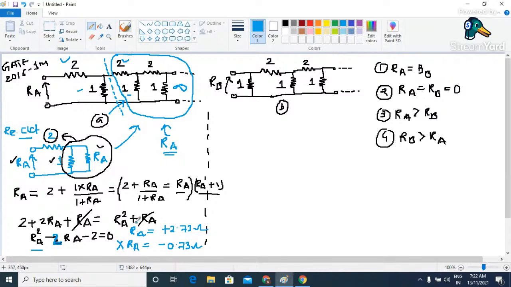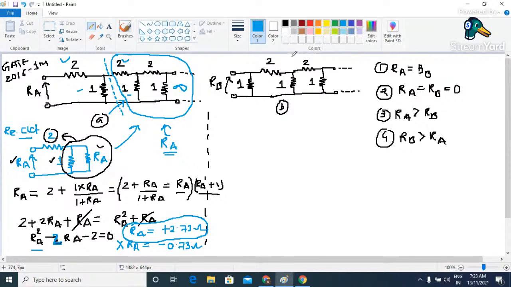So finally we conclude that the value of RA for this particular network is going to be plus 2.73 ohm. I hope this is clear to everyone. Now let us try to solve this particular numerical. Again, apply the same logic. Apply the logic of symmetricity over here.